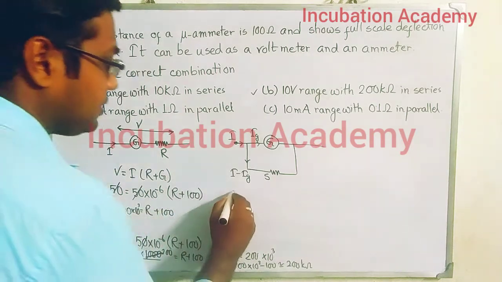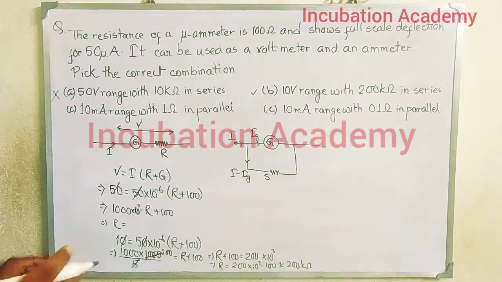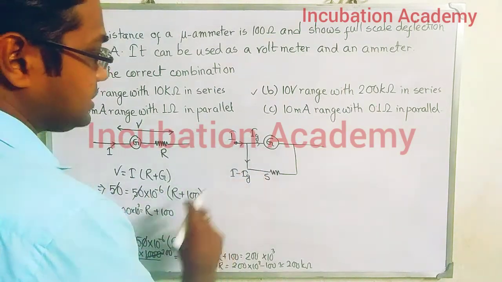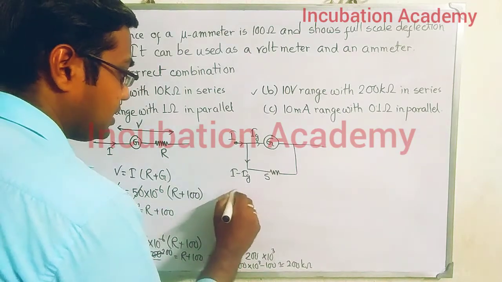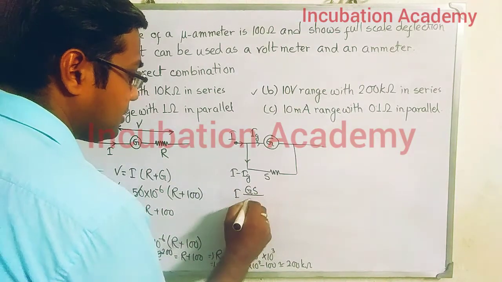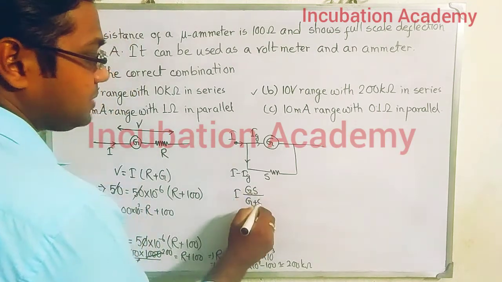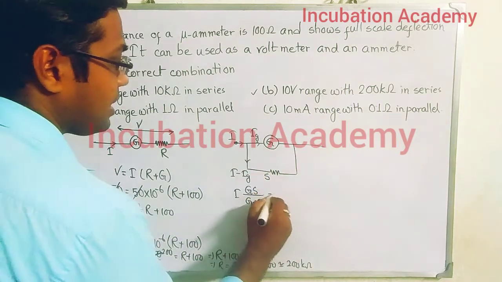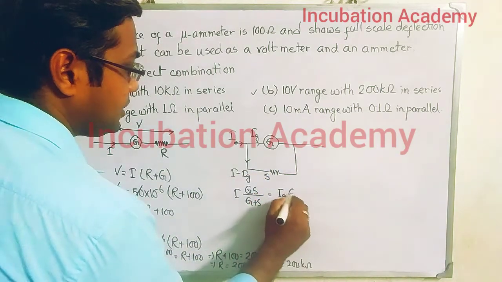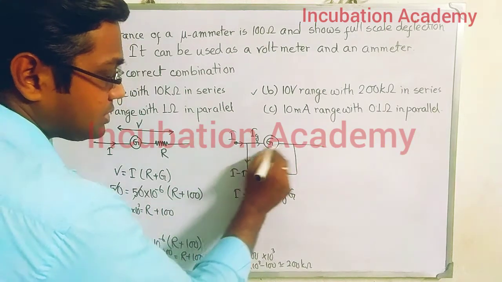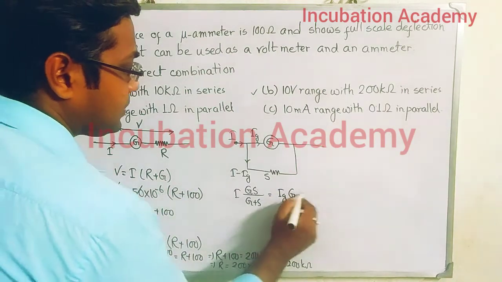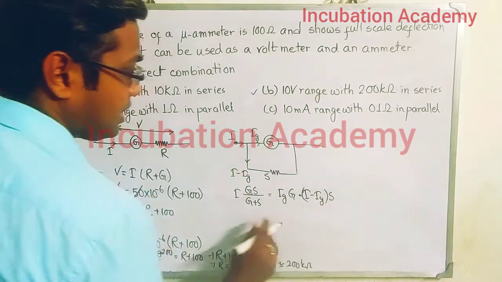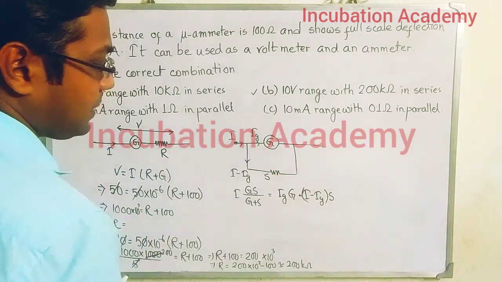If you see my previous videos, it will be clarified why I am considering Ig and I minus Ig. For the main current, the voltage drop is I into GS divided by G plus S, where GS by G plus S is the total resistance of the parallel combination of G and S. This equals Ig into G, because if Ig flows through the galvanometer the drop is Ig into G, and similarly I minus Ig into S across the shunt.